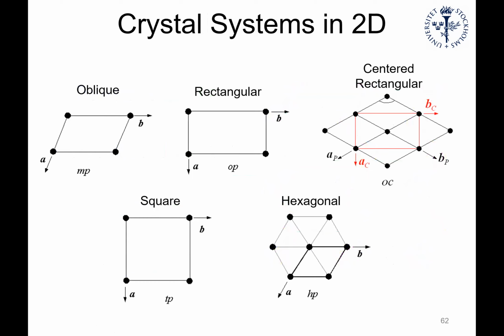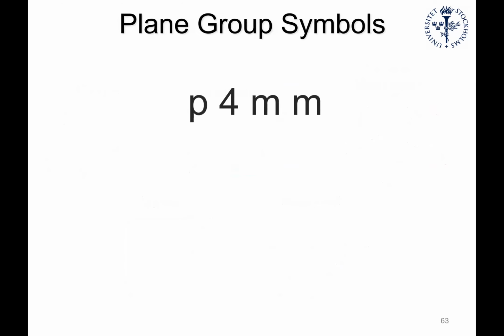So in 2 dimensions, we talked about this. We have 5 different crystal systems. We have the oblique, rectangle, centered rectangle, square, and hexagonal systems in 2 dimensions. And we can have different plane groups. So this is just one example of a plane group. The name of the plane group is P4MM. That describes the combination of symmetry in that particular plane group.